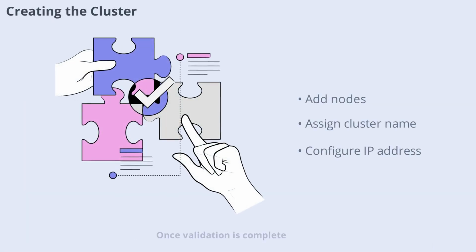Once validation is complete, use the Failover Cluster Manager to create your cluster. Enter the names of the nodes, assign a unique cluster name, and configure the cluster's IP address. If you're using static IPs, specify them during setup. After creation, review the summary and ensure all resources are online. The cluster is now ready for role configuration and workload deployment. Remember, a well-named and properly configured cluster simplifies management and troubleshooting down the road.